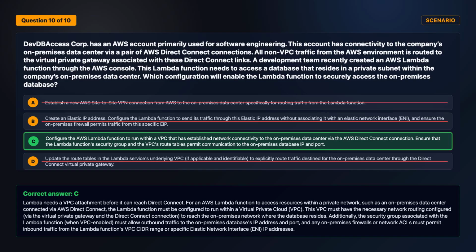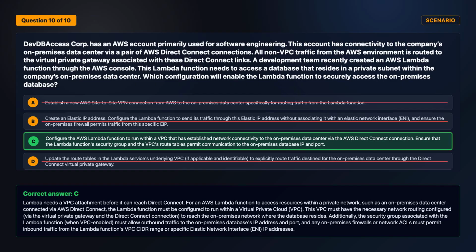For an AWS Lambda function to access resources within a private network, such as an on-premises data center connected via AWS Direct Connect, the Lambda function must be configured to run within a virtual private cloud, VPC. This VPC must have the necessary network routing configured via the virtual private gateway and the Direct Connect connection to reach the on-premises network where the database resides.